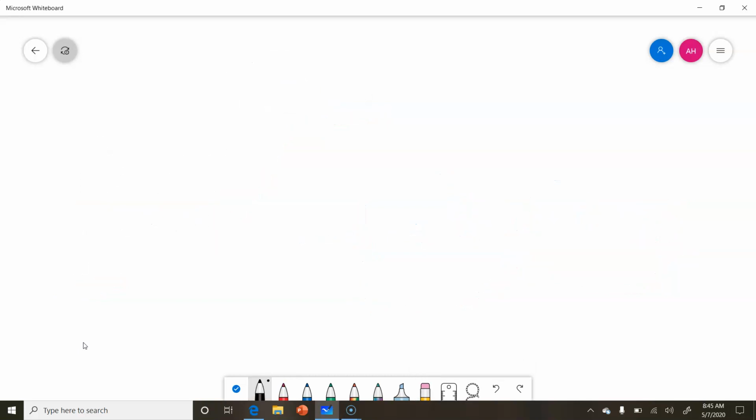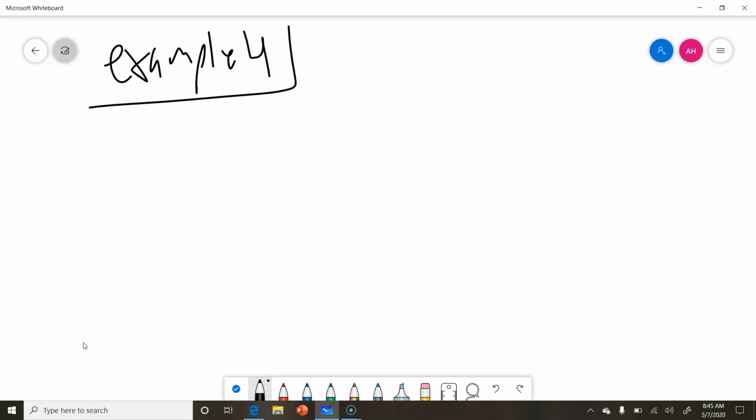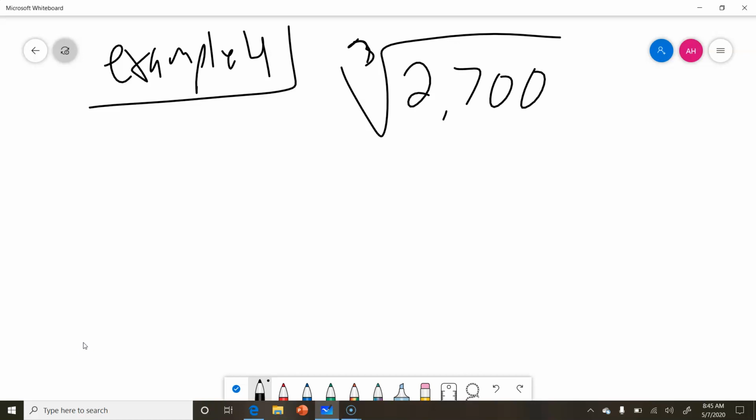Okay, so if you don't have a calculator, type it into Google if you want to do that. Now, we can do the same kind of simplifying thing, so turn with me to example 4. We can do the same kind of thing that we did with square roots. Let's say they give us the cubed root of 2,700.